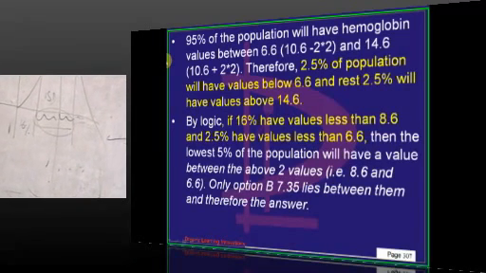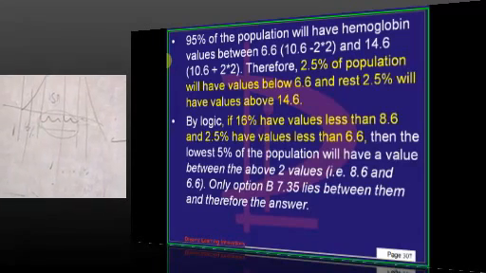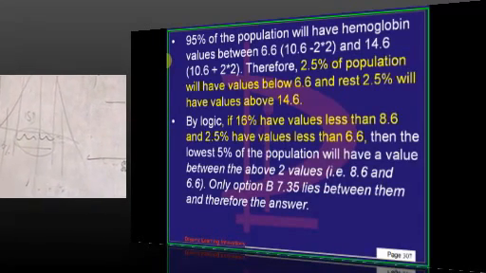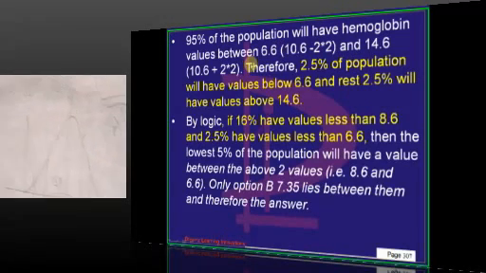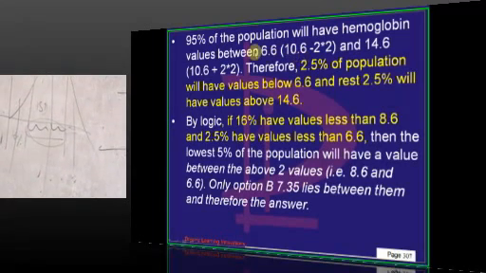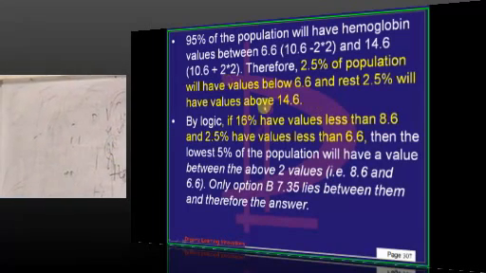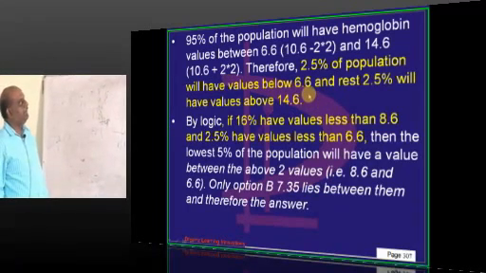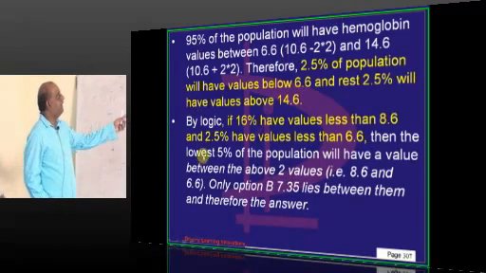Okay, then comes 95% will be within 2 standard deviations. 2 standard deviations, how much is that? 2 into 2, 4. So 10.6 plus 4 or 10.6 minus 4, that is 6.6 to 14.6. Beyond that you have 2.5% population on each side.